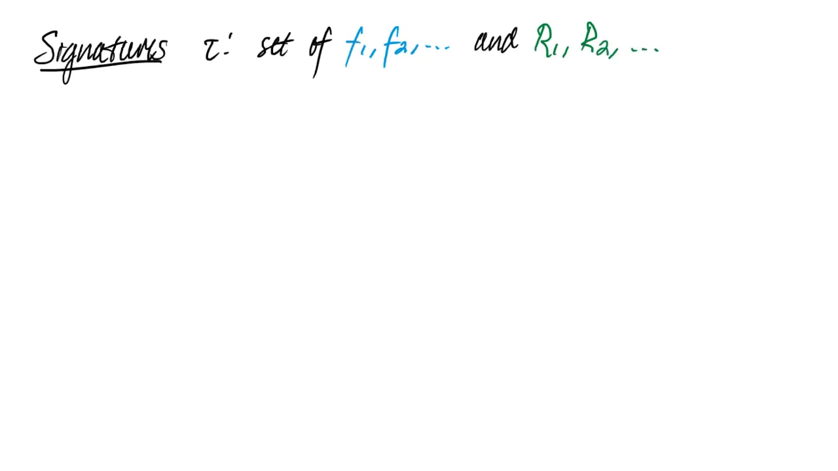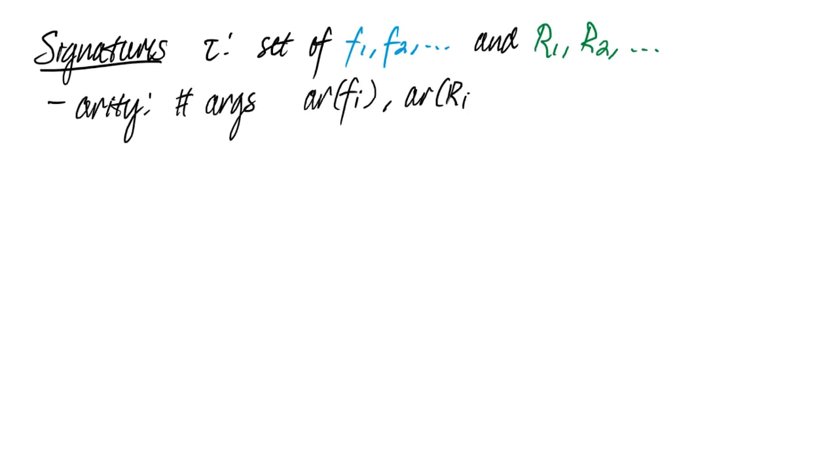A signature is usually denoted by a lowercase tau symbol. This is simply a set of function symbols, typically denoted f1, f2, f3, and so on, and relation symbols denoted by r1, r2, r3, and so on. Each symbol is auto-equipped with an arity, which is simply the number of operands, or as we like to say in computer science, the number of arguments which each function or relation takes as input.